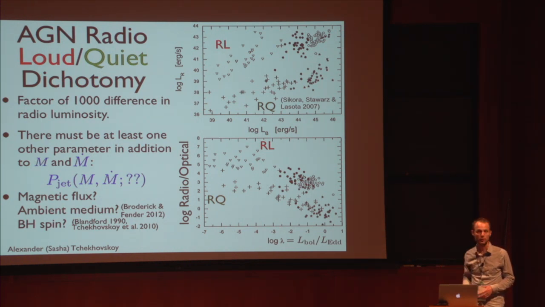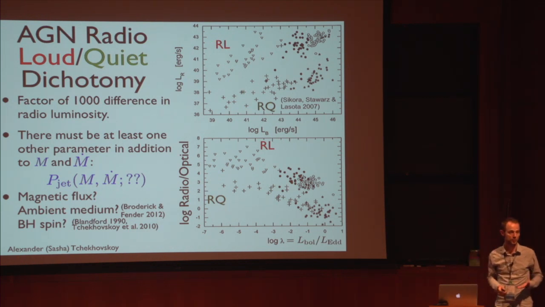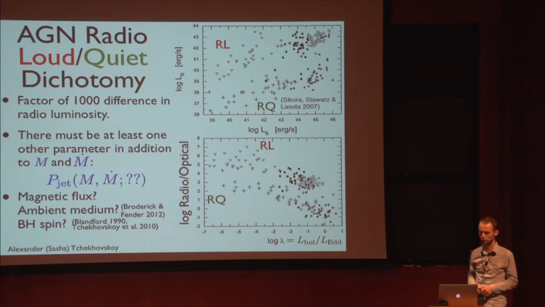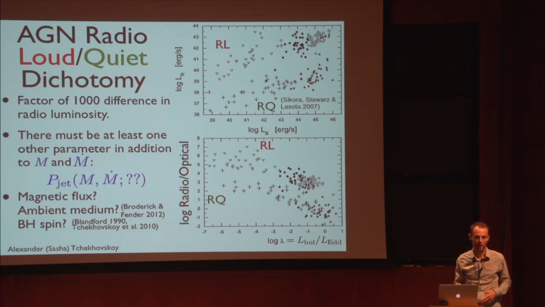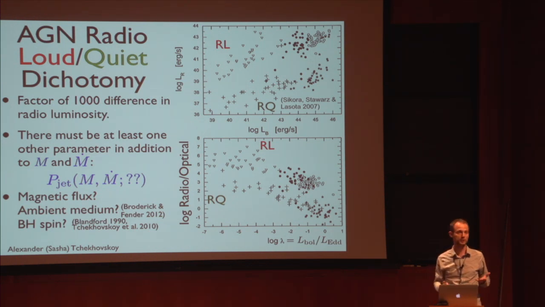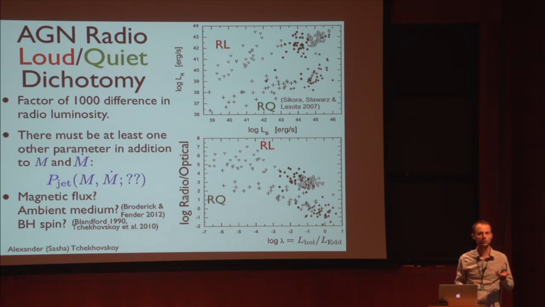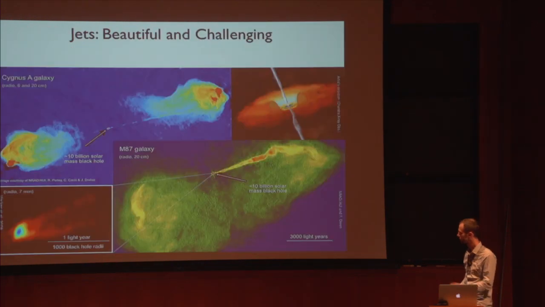And finally, the third possibility is maybe the black hole spin is different between these two populations. If a black hole is spinning faster, it produces more jet power and therefore more radio emission. It's probably a combination of all these three possibilities, and it's not clear how we will be able to resolve this. Perhaps we could try and take a look at these jets with our eyes, and that will give us some suggestions as to what can be going on.